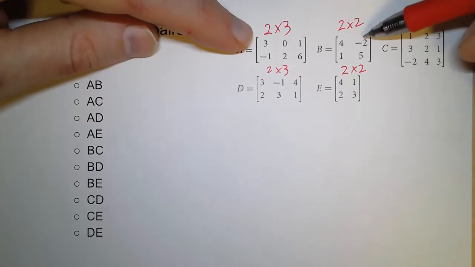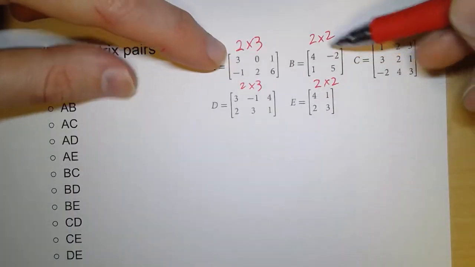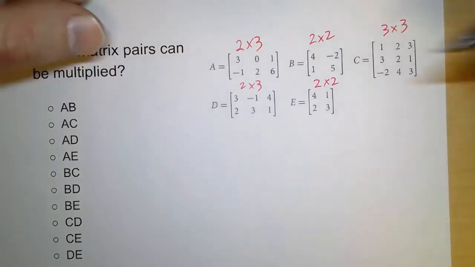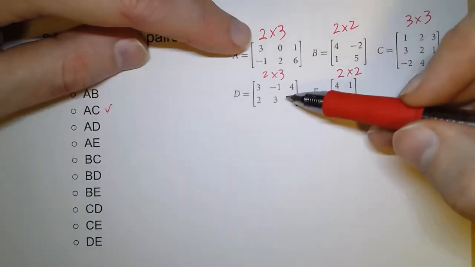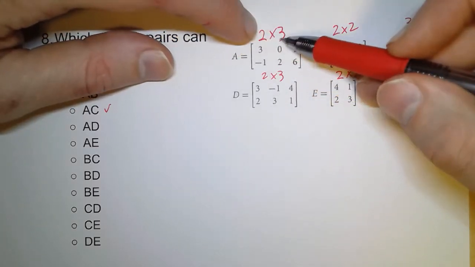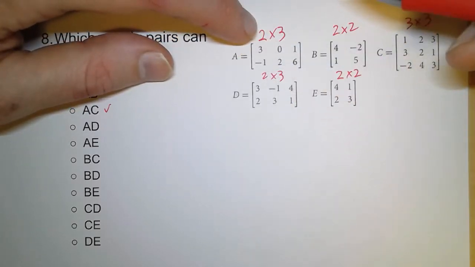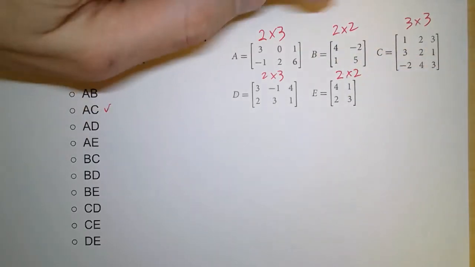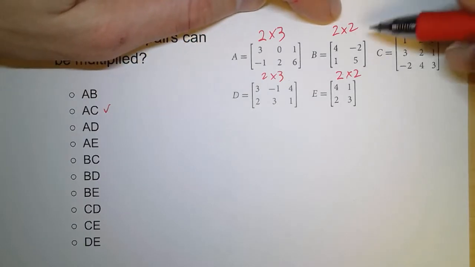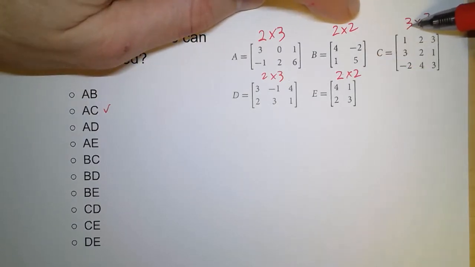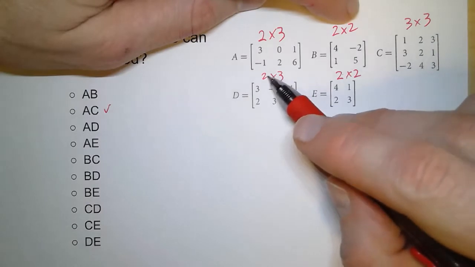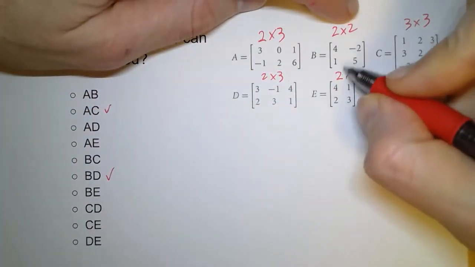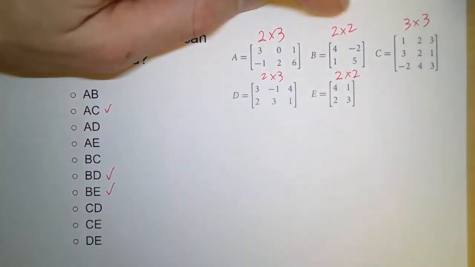So A and B, nope. We got 3 and 2, they don't match. What about A and C? Yep, they have a 3, so A and C works. A and D, nope, because 2 by 3 and 2 by 3, those two numbers are not the same. Same with A and E, 3 and 2, they don't match. So now we ask about B, C. Those two numbers, they don't match. What about B, D? Yep, 2 and 2, they match. And the same for B, E, 2 by 2, so they match.